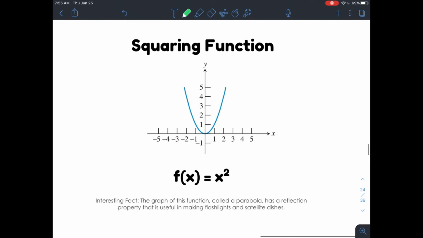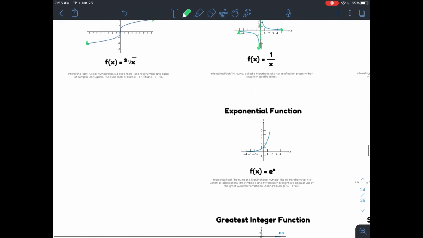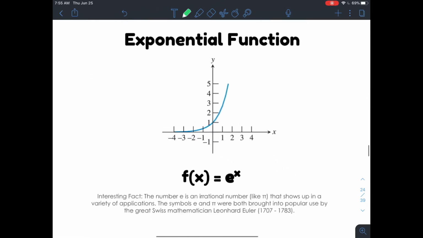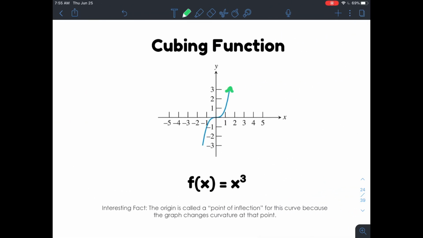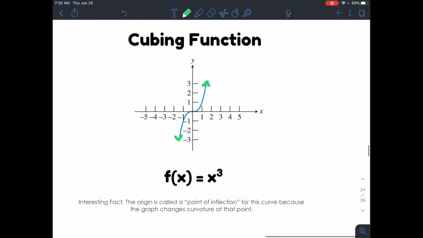Squaring function, also just your quadratic function. Another name for it is squaring function. Exponential functions are the inverse of logarithms. They have horizontal asymptotes, so along the x-axis there, instead of the y-axis like your logarithmic. Cubing function instead of cube root means you're taking things to the third power, so it grows a lot faster.